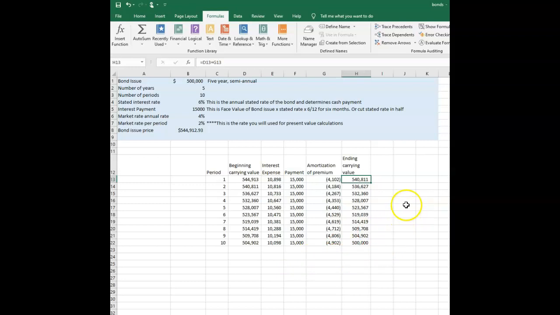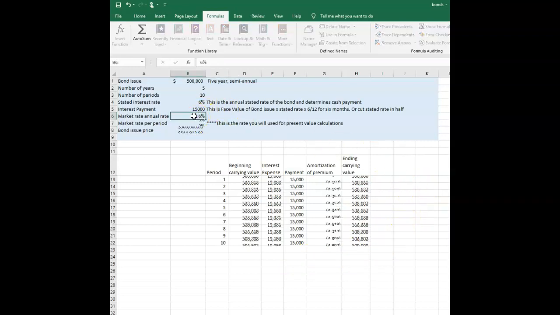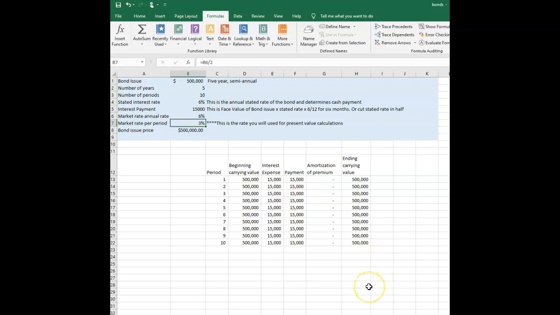And let's just take a look at what happens if we issue at par. The interest expense is equal to the interest payment. So this is called the effective interest rate method, and the interest is being measured by the company that has issued the bonds. They're trying to write the correct amount of interest expense into the books. So they are paying 6% interest, and so interest expense equals the same amount as the payment.